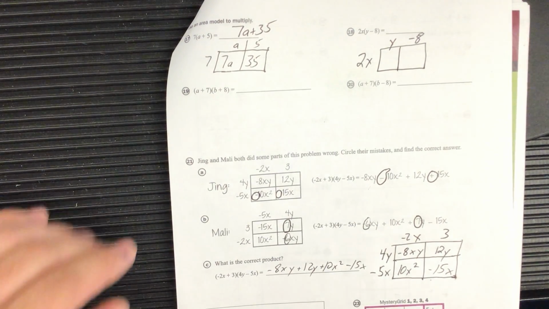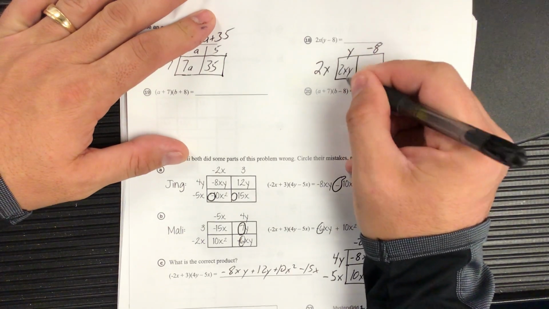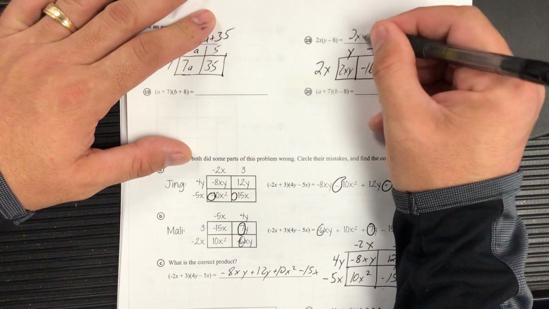All right, so this one we started: 2x times y is 2xy. 2x times negative 8 is negative 16x. Do not forget the negative there.